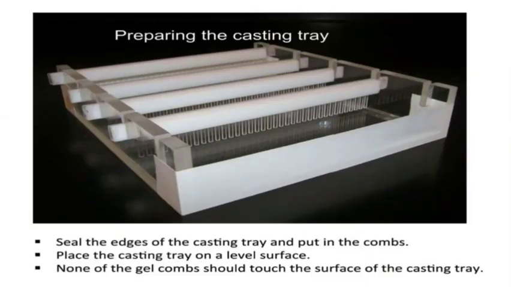At first, we prepare the casting tray. Seal the edges of the casting tray and put in the clamps. Place the casting tray on a level surface. None of the gel clamps should touch the surface of the casting tray.